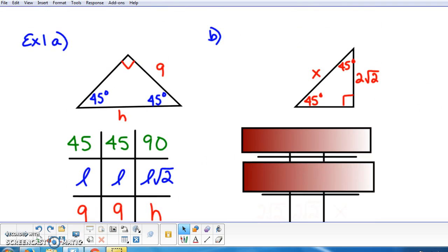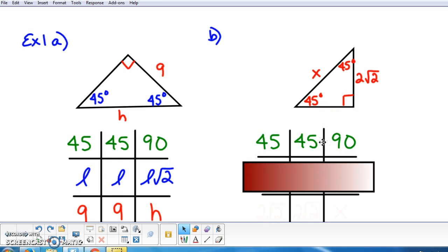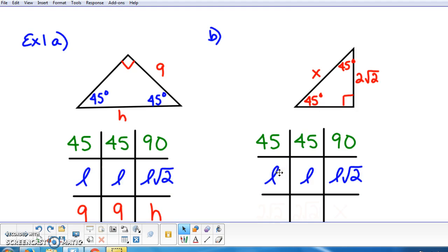Let's try check B. Again, it's a 45, 45, 90 from the picture. So I have that. The next thing is I fill in what I know. Well, my legs are 2 root 2, and since this one's 2 root 2, so will the other one be. So there is my formulas. 2 root 2, 2 root 2, and now that is going to be x.